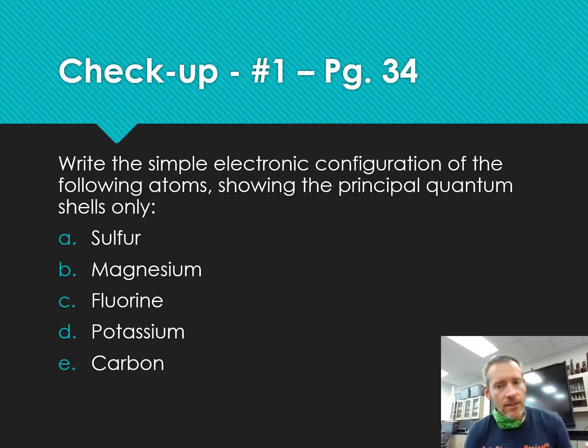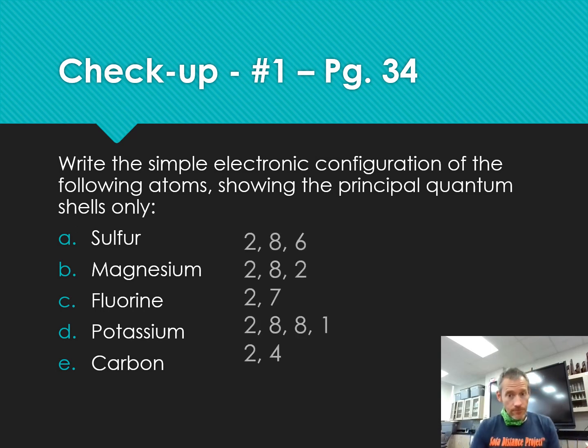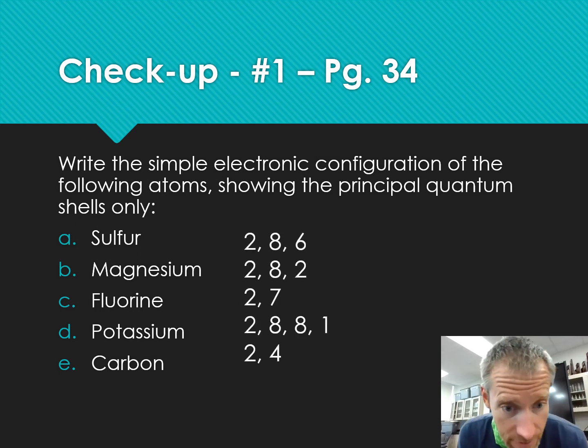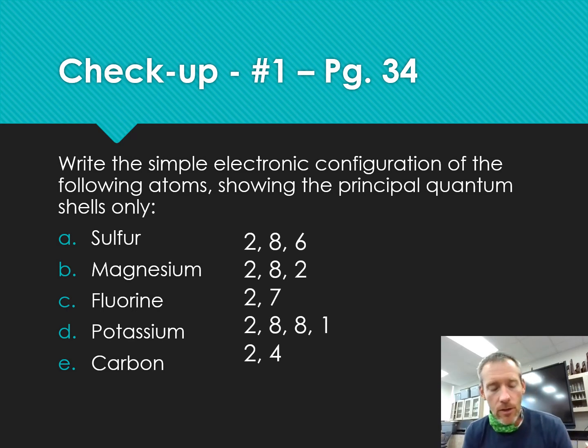Alright, so you can pause here, but basically you're just going to write the simple electron configuration, how many electrons in each shell, the principal quantum number. So you can pause, write down your answers, and check it out. So sulfur has 2, 8, 6, magnesium 2, 8, 2, fluorine 2, 7, potassium 2, 8, 8, 1, and carbon 2, 4. So again, just counting how many electrons in each shell.